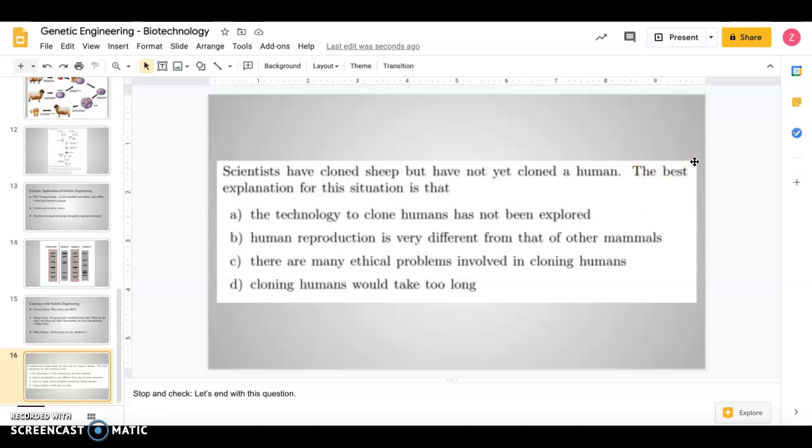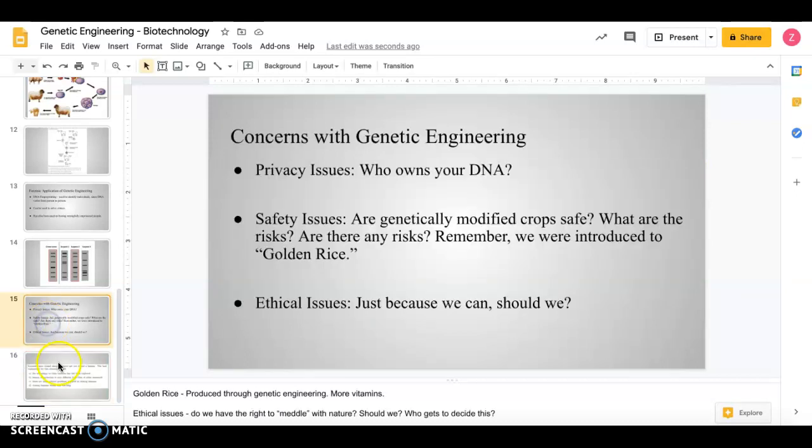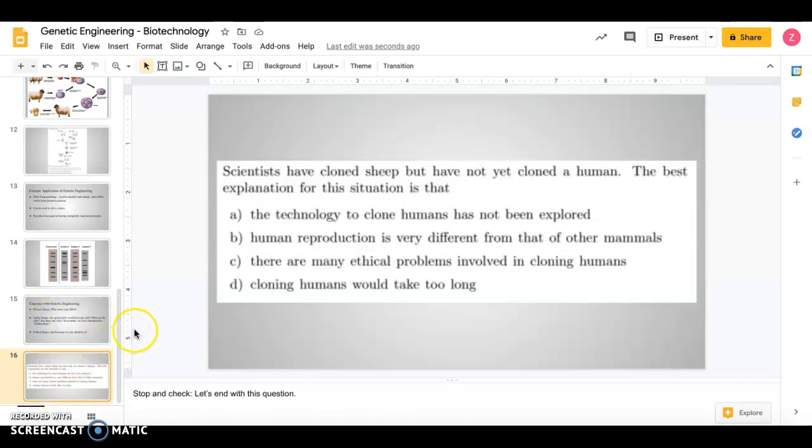So yes, we just talked about the ethics of genetic engineering. The choice would be C. There are many ethical problems involved in cloning humans. It's really an ethical dilemma that so far we really don't have an answer for, and it's not really accepted to study cloning of humans.